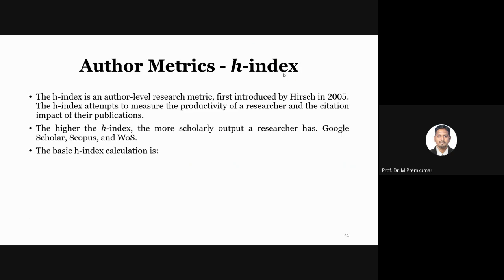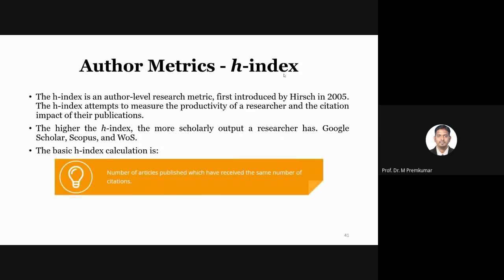Okay, how many citations have you got so far, and what will be the H index? So the H index says that, for example, H index 5 means 5 of your papers are cited at least 5 times. That is what the H index says. So it shows the impact of the papers you have published so far.